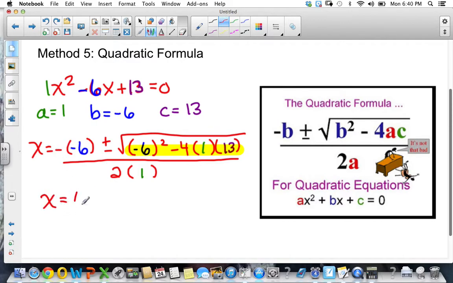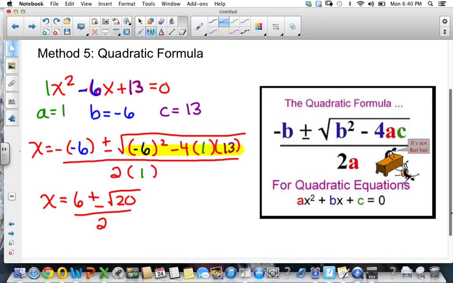So I have 6, because a negative times a negative is a positive, plus or minus, and underneath the radical we get 20. Well, because 20 is a real number, and it's not 0, we know there are 2 real solutions to this quadratic, divided by 2.